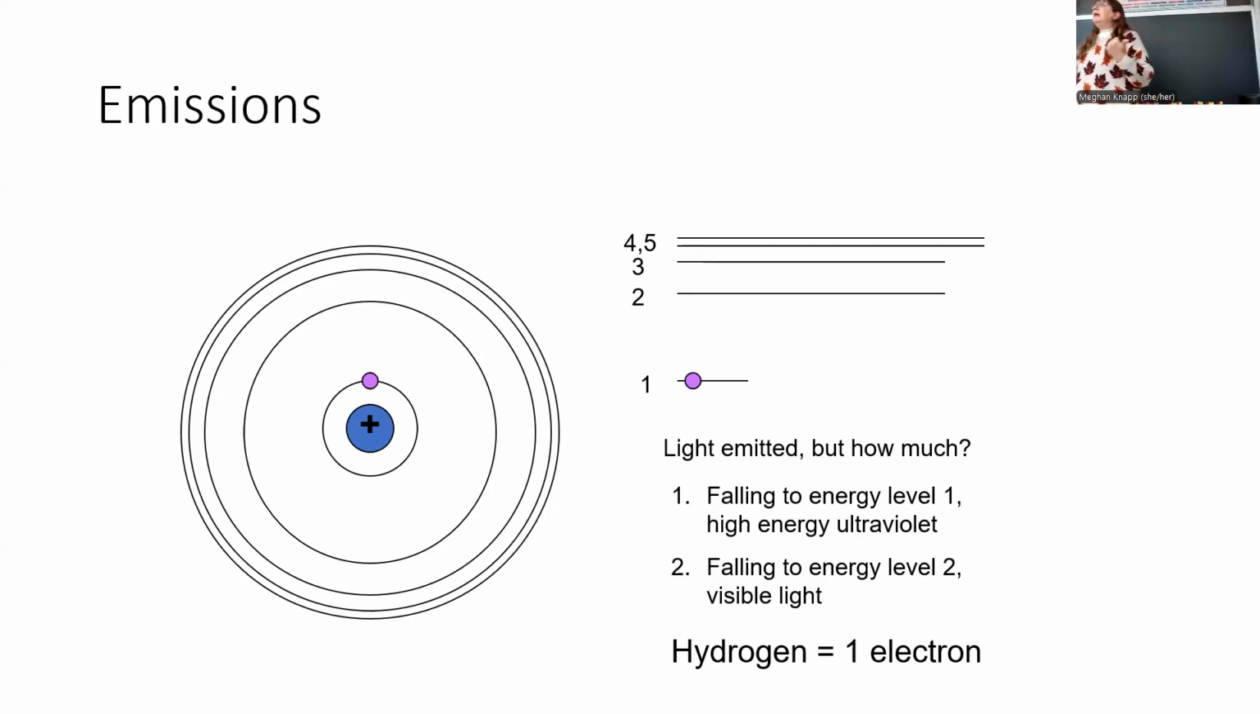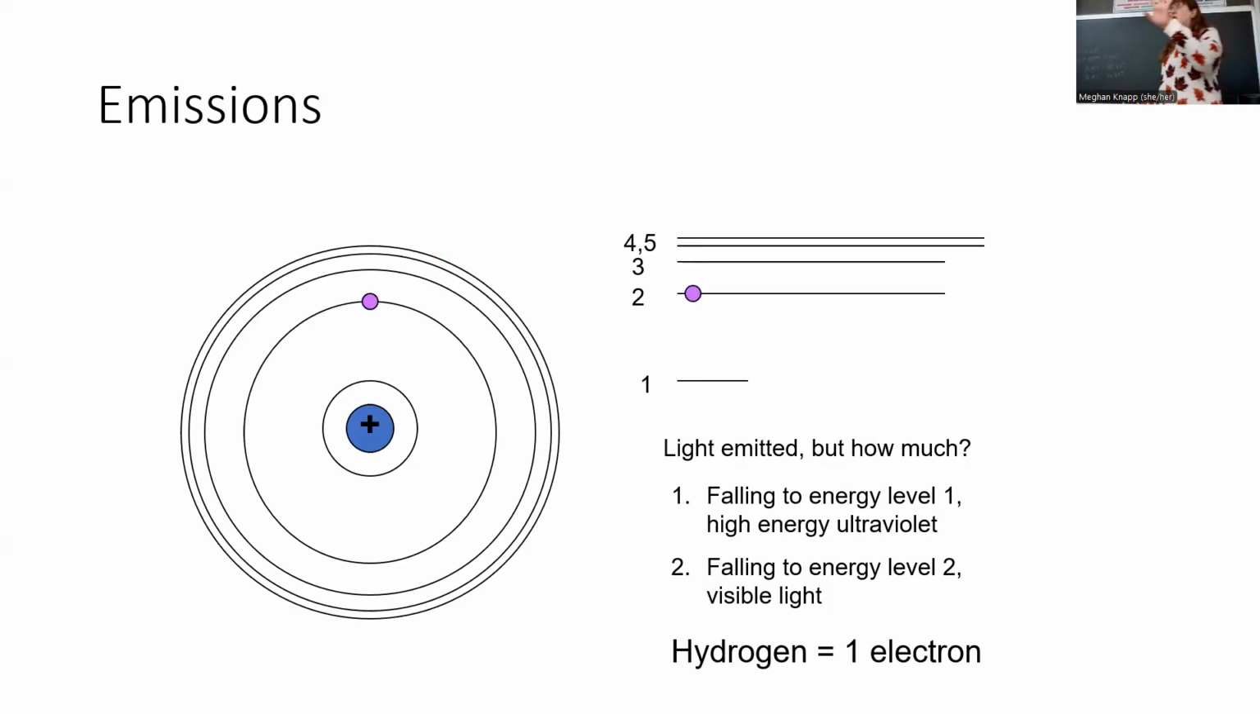But we can't see ultraviolet. What we were able to see was visible. So what we could see was the electrons that were falling down to energy level 2. Okay, so if it goes from level 3 to 2, we see the red light.